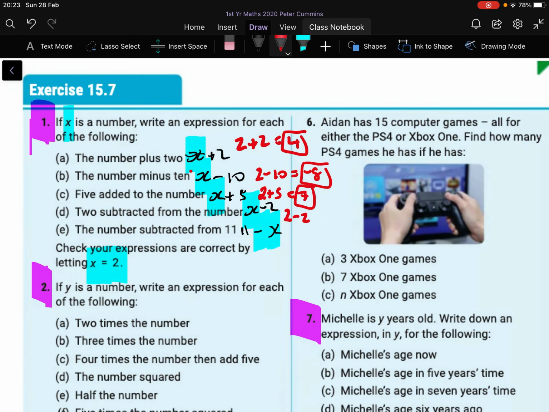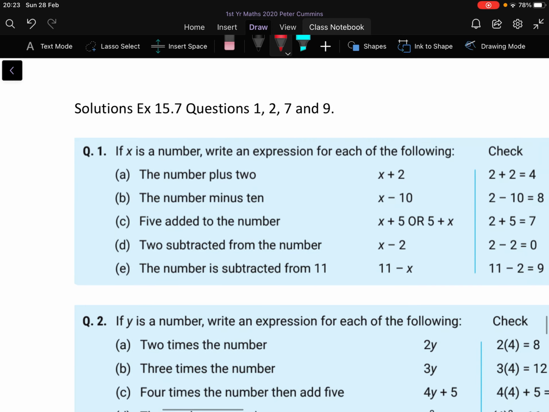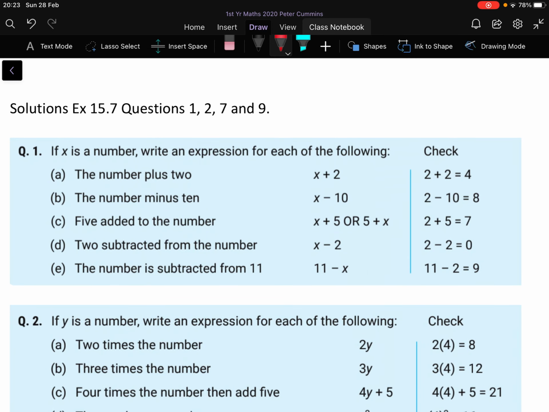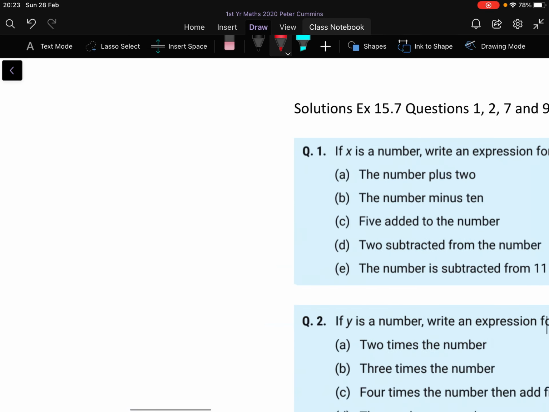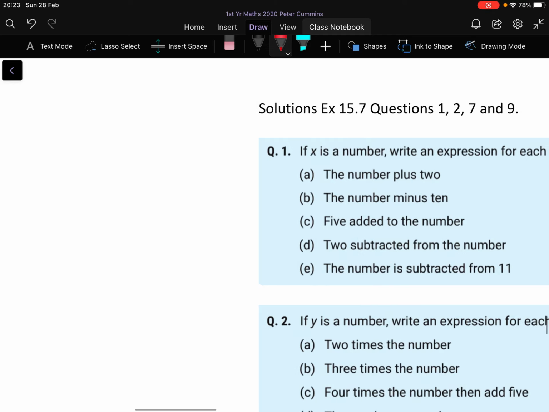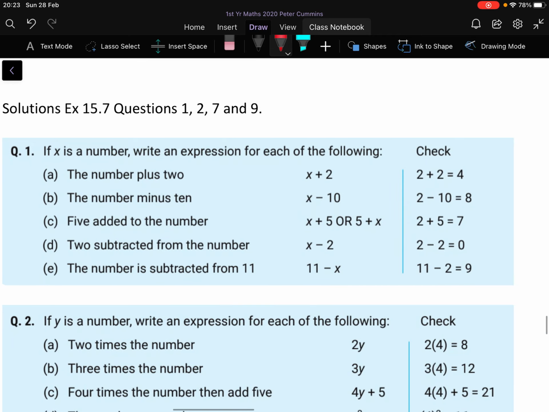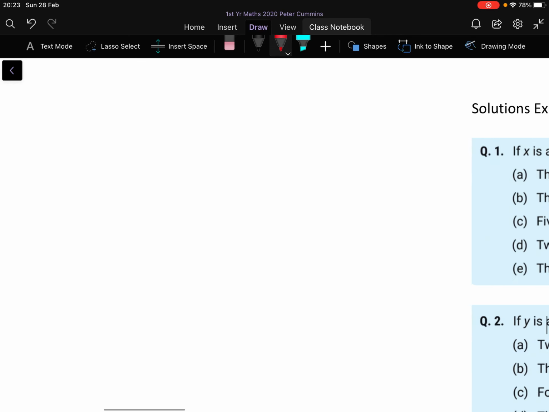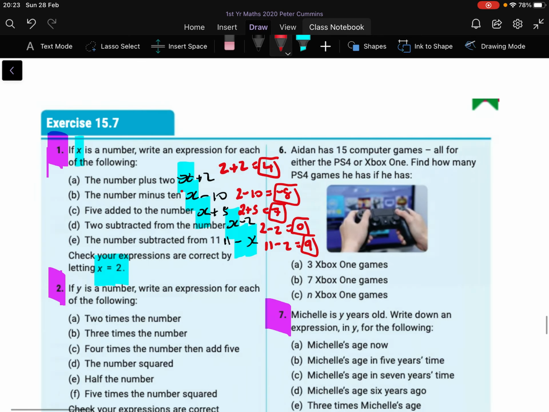Okay, and again, remember, the solutions are over here if you want to take a look at them. So we have 4, minus 8, 7, 0, and 9, very good. You have it done out there by me, and the solution's out on the right side. Okay, number 2, this time they're saying, if y is a number, write an expression.